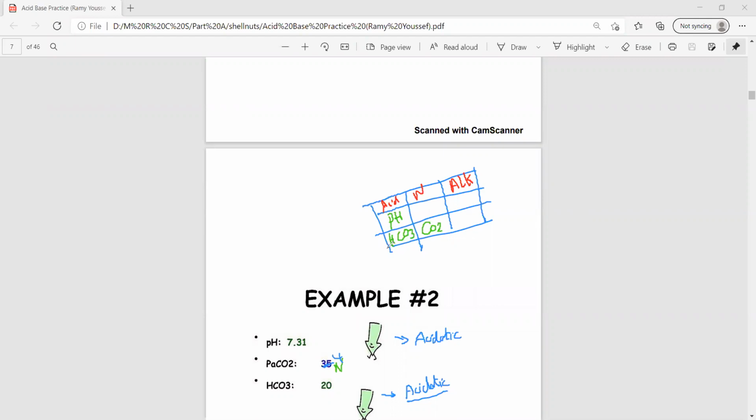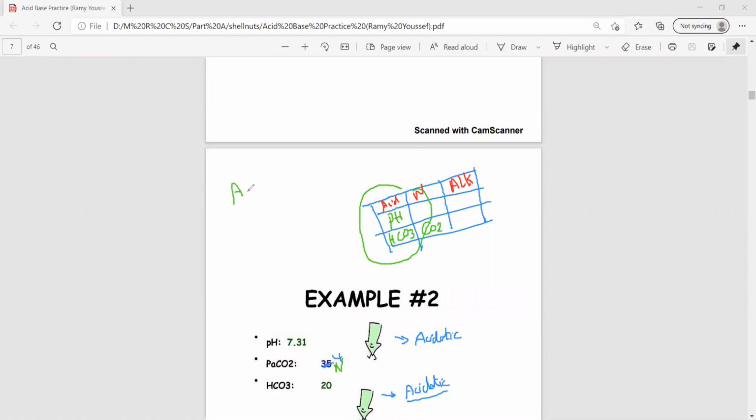Maybe it is not compensated. I don't know, I forget about compensation now. Compensation will come in another example. The main condition is metabolic acidosis. Just keep that in your mind.